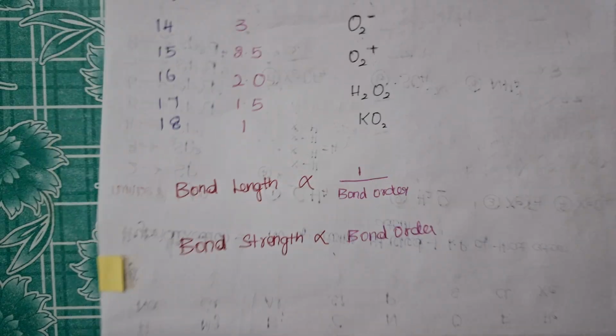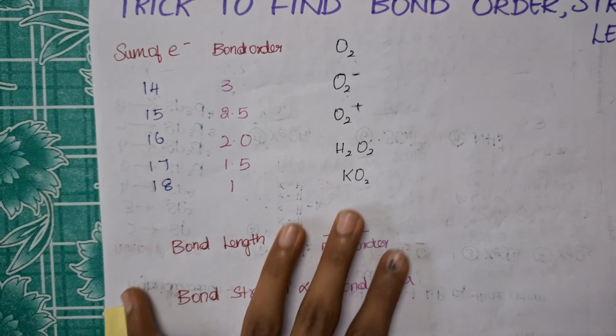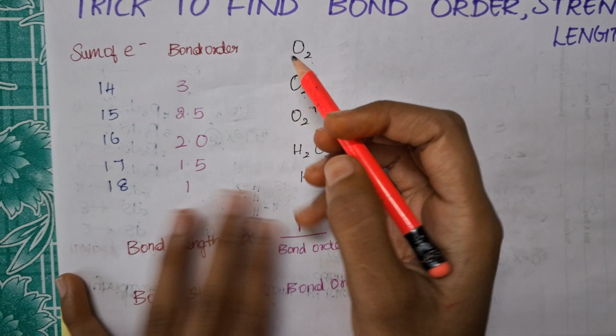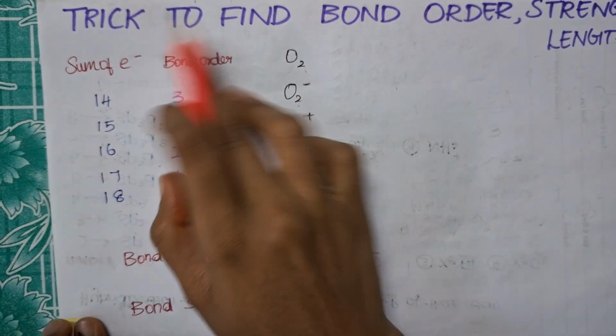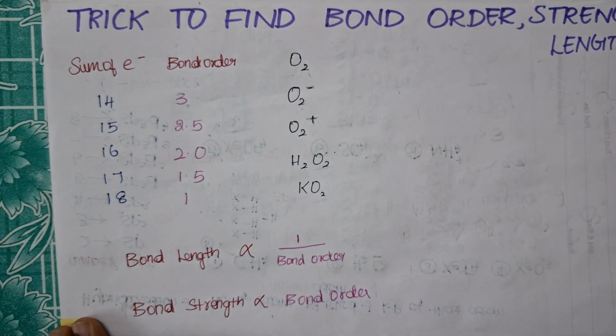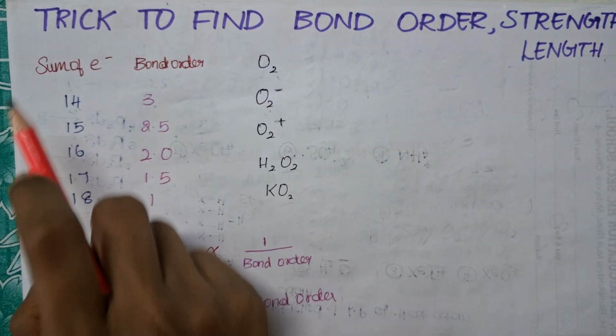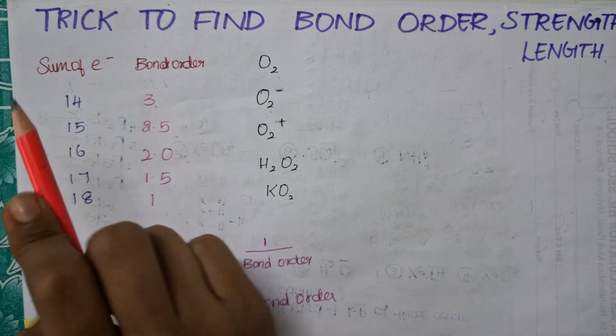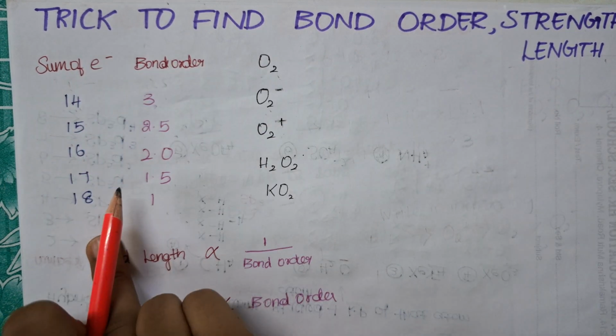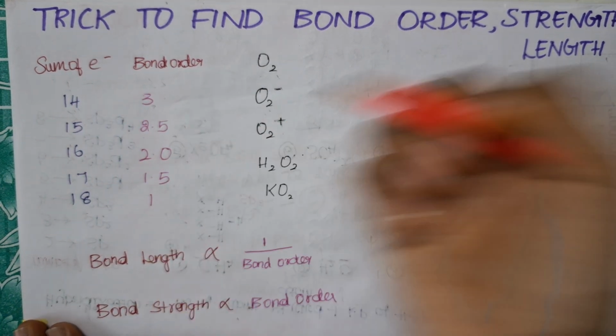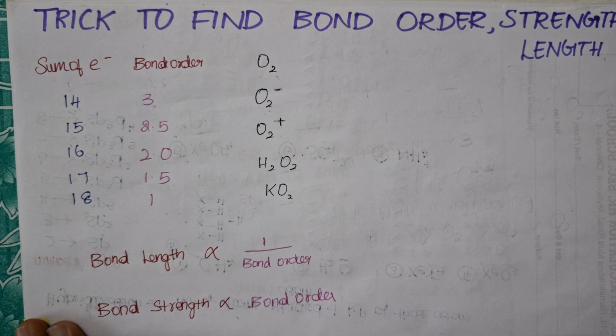Now we are going to cover a simple topic. We can cover this within 3 minutes, okay? The last topic is to find your bond order, bond strength and length. So just remember this: you have to find the sum of your electrons, and you have to find the bond order for the same.